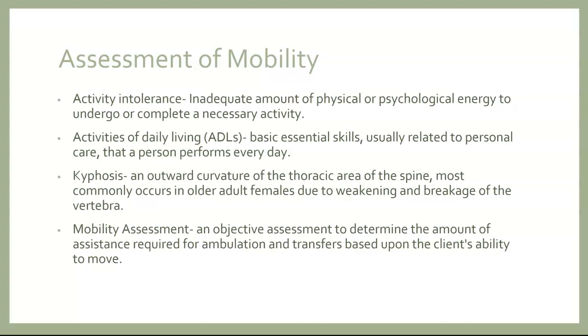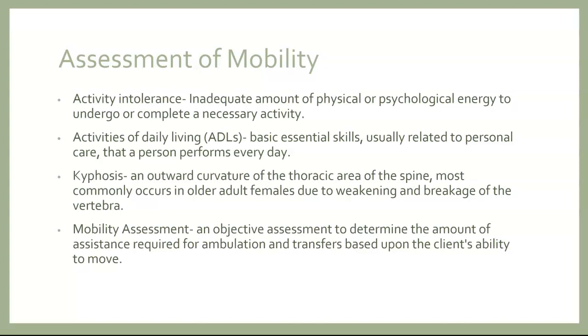Kyphosis, you've probably seen little old ladies with this. When they're bent over, it looks like a hump in their back. This is just the outward curvature of the thoracic area of the spine. It most commonly occurs in older adult females due to weakening and breakage of the vertebra. So it's something just to make note of, and know that their center of gravity would be off, so they would be at higher risk for falling.